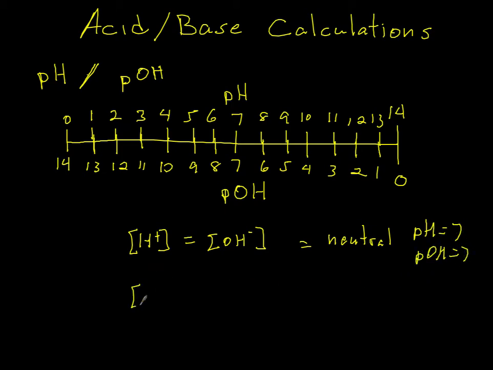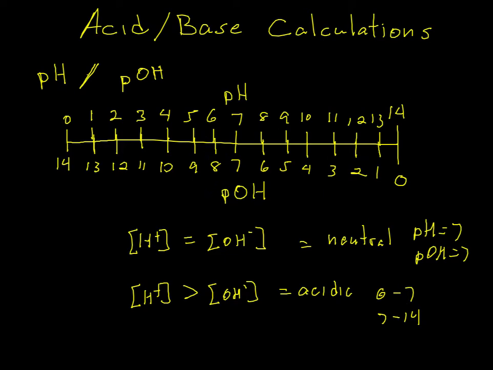Then if the H concentration is greater than the OH concentration, that tells you that the solution is acidic. The pH would be somewhere between 0 and 7, and the pOH would be between 7 and 14. So they're basically just opposites of each other.